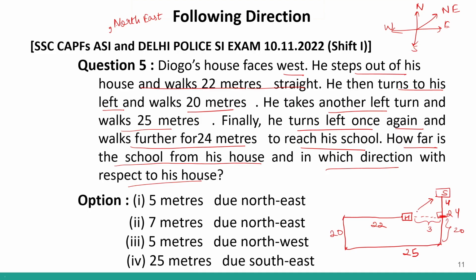Right? So let us use the Pythagoras theorem. Pythagoras theorem states that SH square will be equal to 4 square plus 3 square. 4 square is 16, 3 square is 9, that is 25. So SH will be equal to under root of 25, which will be equal to 5 meter. So he would have to go 5 meter northeast, which is in the option 1. So option 1 will be your correct answer.